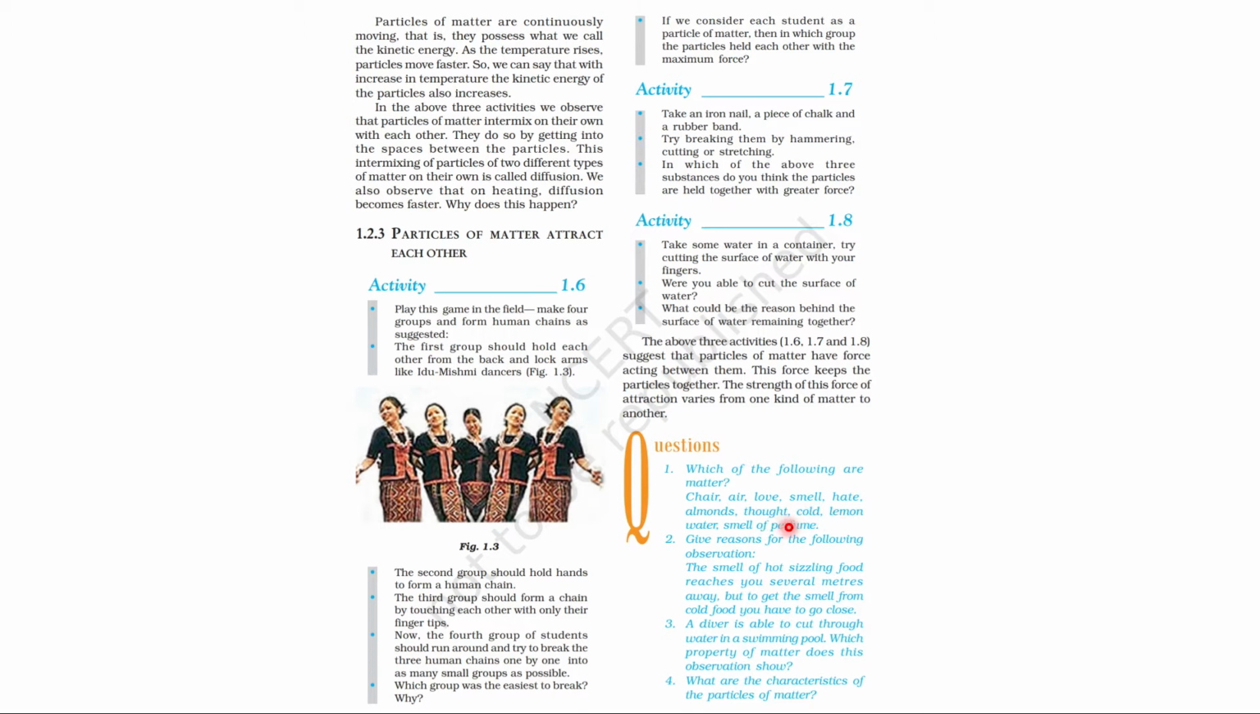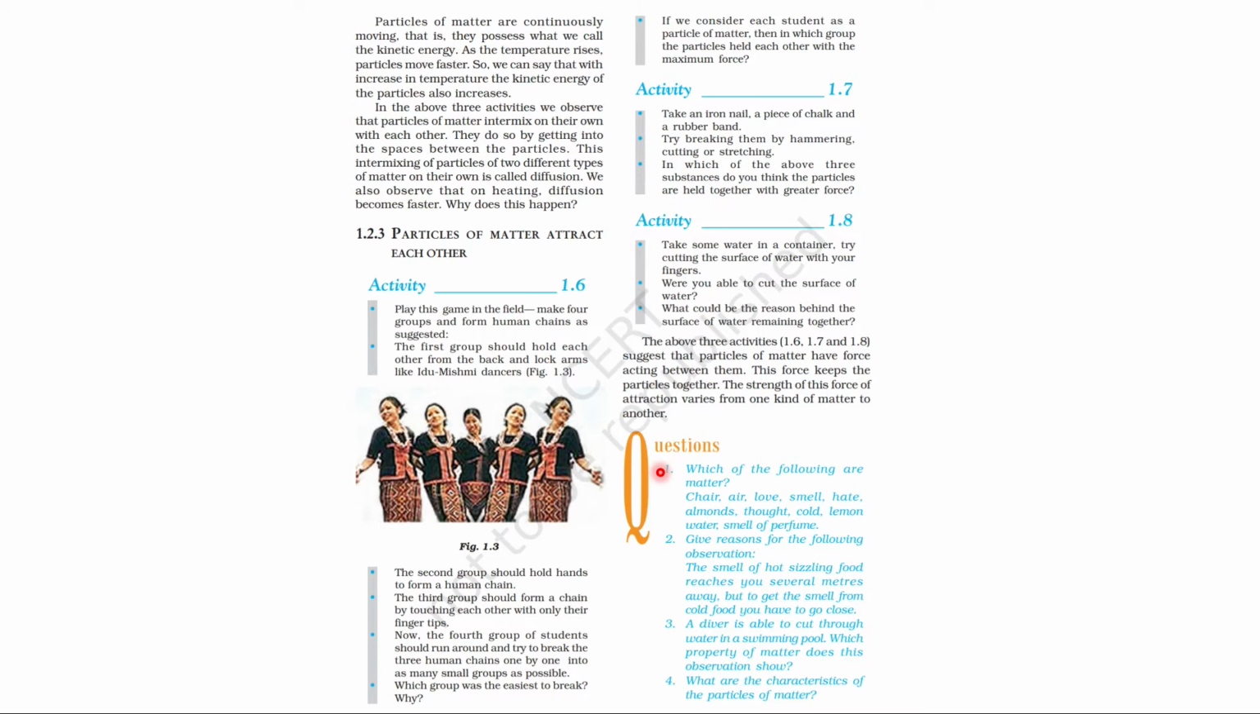So as you know, matter always occupies space and has definite mass. And it exists in three physical states: solid, liquid, and gas. So here the chair and almond are the solid state of matter, and cold drink is the liquid state of matter. Air and smell of perfume, that's the perfume particles in air, are the gaseous state of matter. And love, hate, cold, smell, and thought are sensations and emotions, so they are not considered matter.